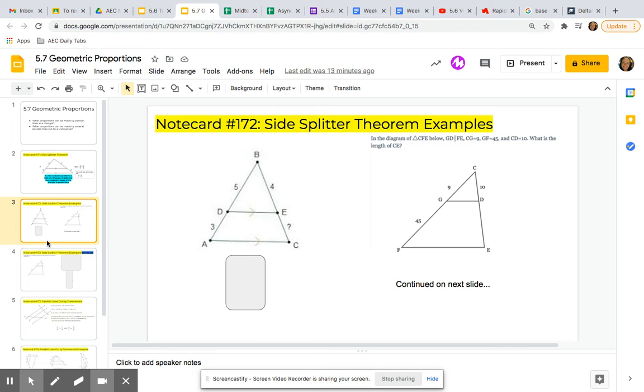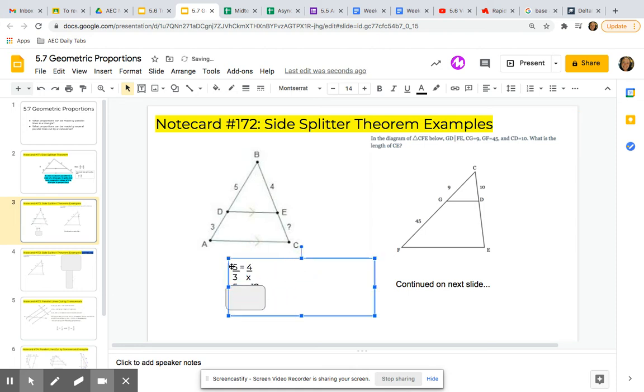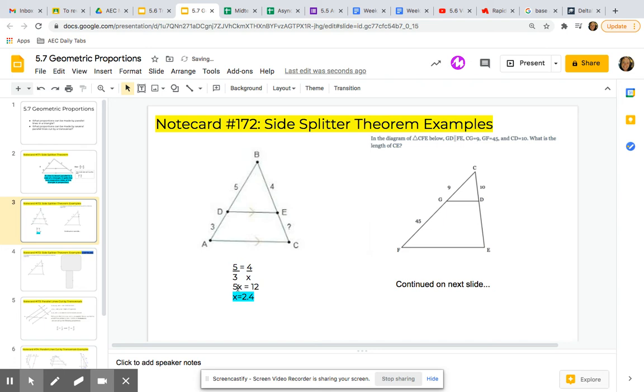Now we're moving on to note card 172, side splitter theorem examples. So if you look here, we've got parallel lines, the little arrows there, and they're supposed to be on this one as well, but let's just focus on this one right now. So we know we've got a side splitter, and we know that it cuts these sides in proportion. So 5 is to 3, as 4 is to question mark. I'll call that question mark X. And then you just cross multiply. So you say 5 times X equals 4 times 3. So that's 5x equals 12, and you divide both sides by 5, you get x is 2.4.